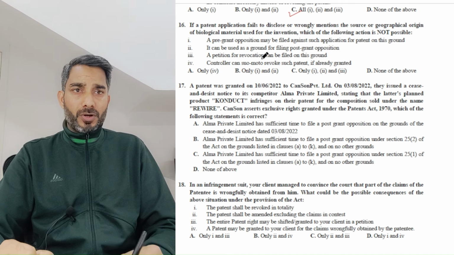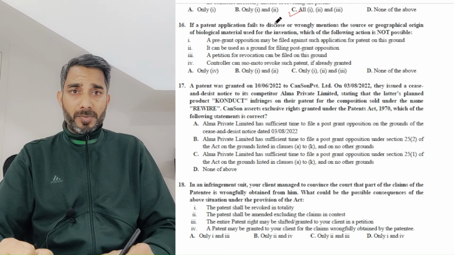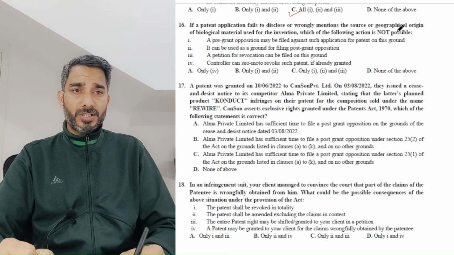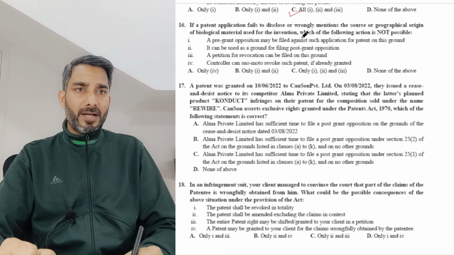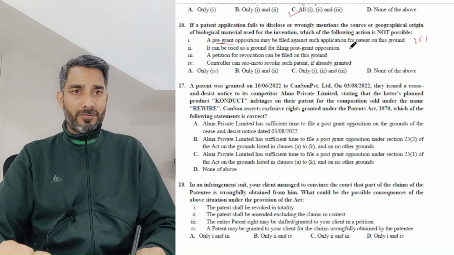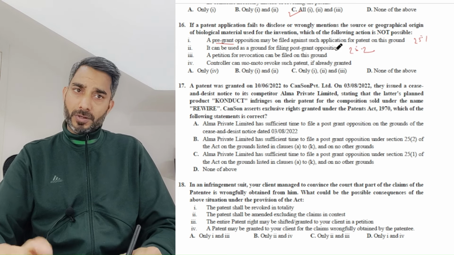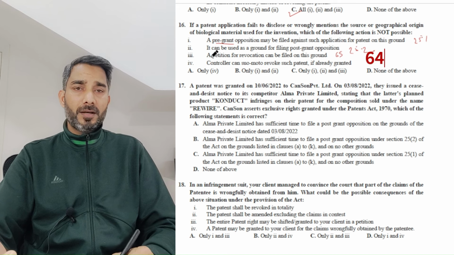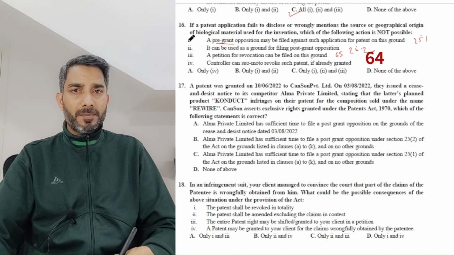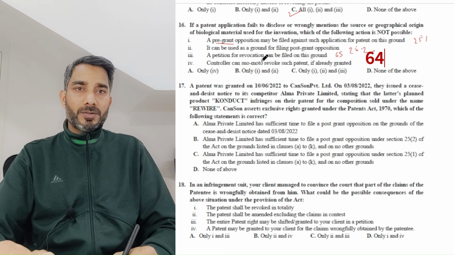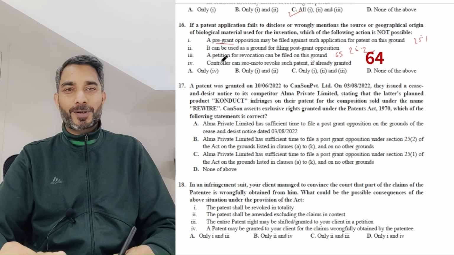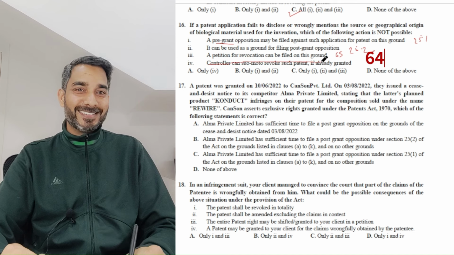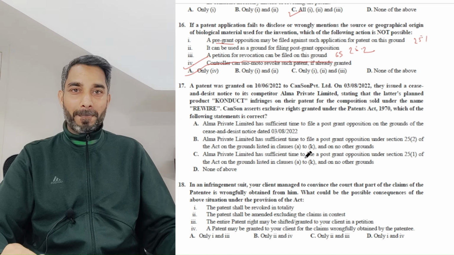Patent application fails to disclose or wrongly mentions the source or geographical origin of biological material used for the invention. Which of the following action is not possible? A pre-grant opposition may be filed. Yeah, this can be a ground for pre-grant opposition 25.1. It can be used as ground for, yes, 25.2 is also fine. A petition for revocation 65 also is there. So all these 3 are possible. A controller can suo moto revoke such patents if already granted. No. Controller cannot do anything like this. So only 4 is the answer. A is the answer for this.